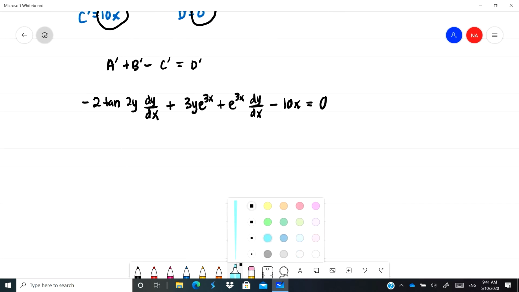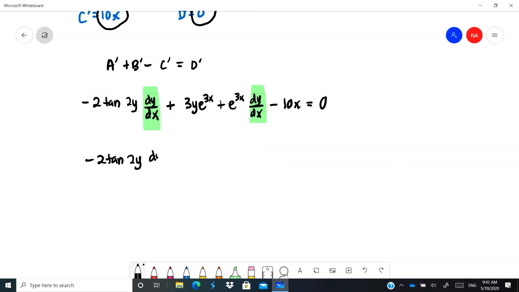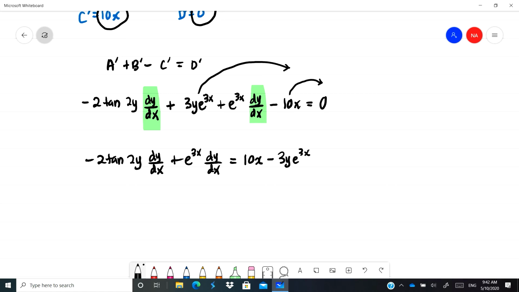Always remember, when you have implicit differentiation, we will reach this level. We have to collect all those terms with dy over dx to the left side, and those without dy over dx should be brought to the right side. So we'll get negative 2 tangent of 2y dy over dx, plus e to the power of 3x dy over dx. I'm going to bring this negative 10x first, so positive 10x, and then bring this one, so we get minus 3y e to the power of 3x.